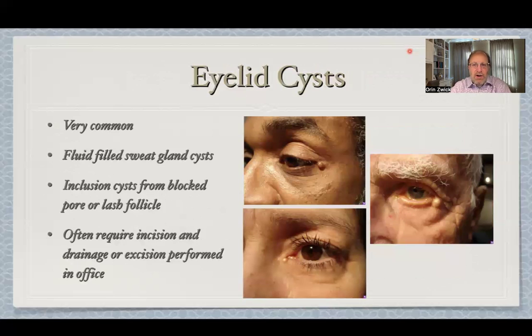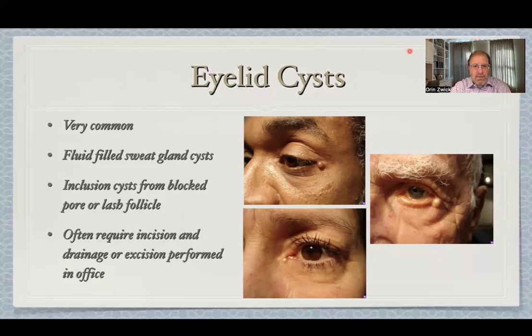Eyelid cysts we see all the time. They tend to occur, interestingly, along the lateral canthal or medial canthal area, and the differentiation between these are either an eccrine hydrocystoma, which is a fluid-filled cyst, or an inclusion cyst, which tends to be more sebaceous material from a plugged pore. Both occur equally around the eyelids.